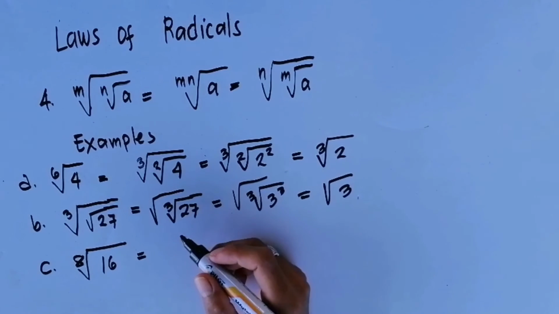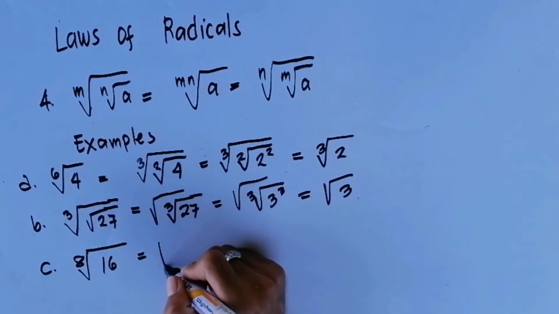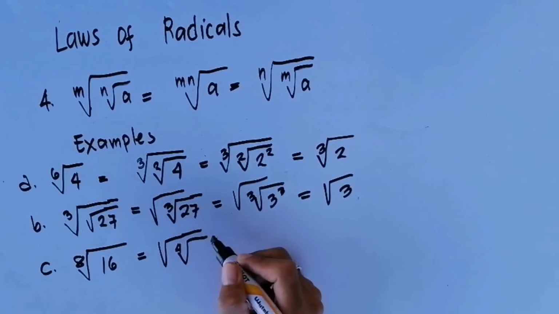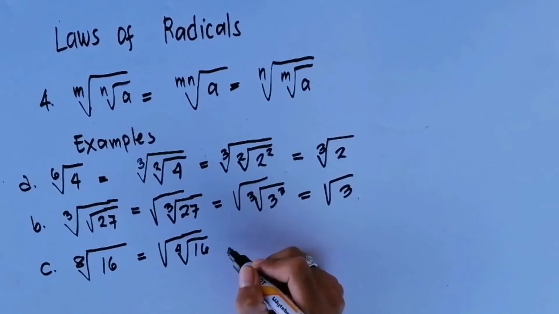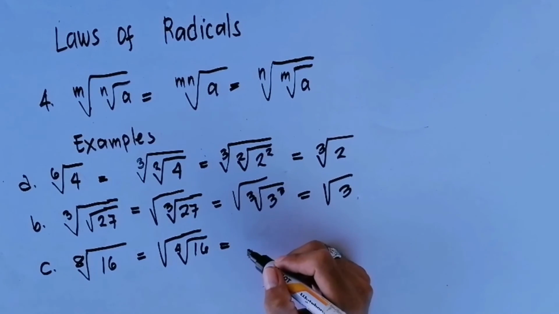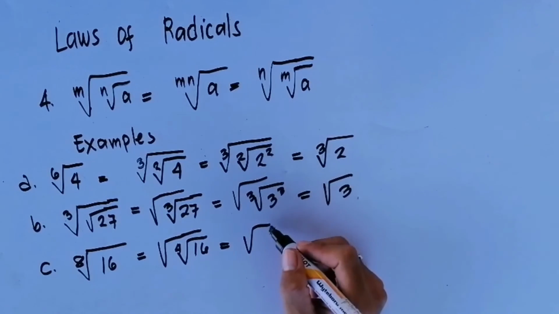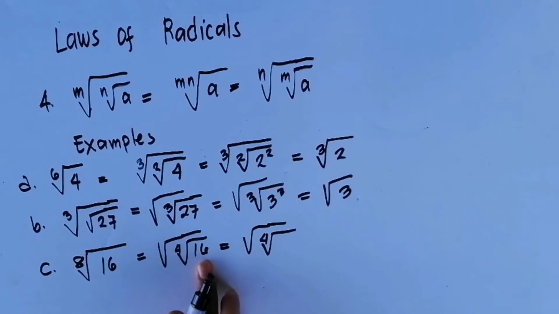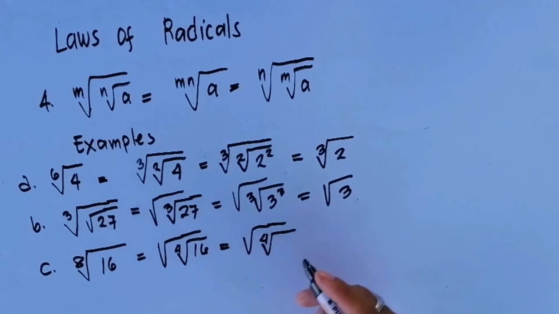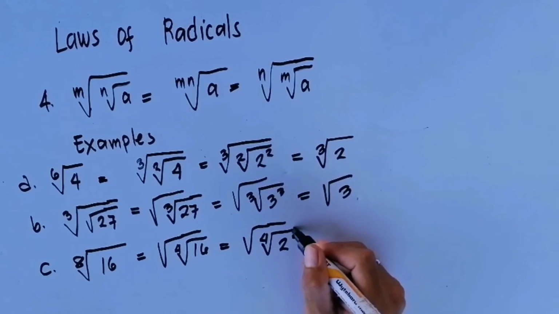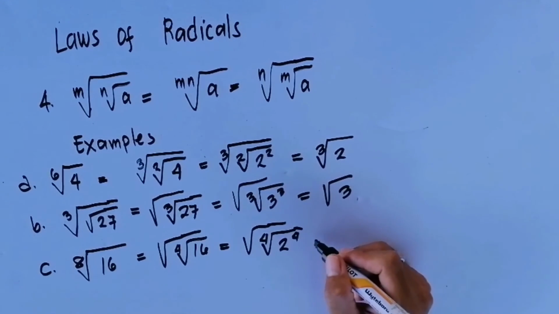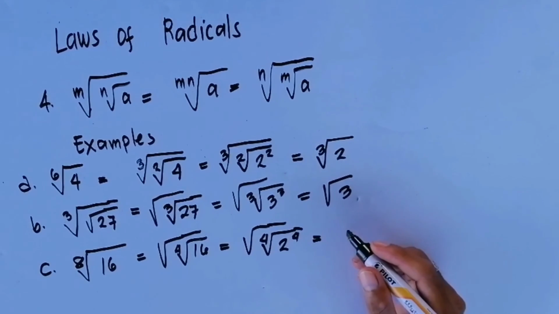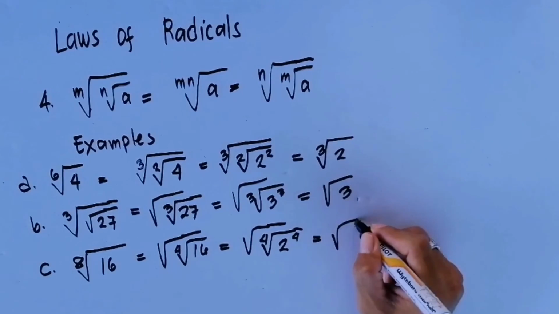Next, the 8th root of 16. So the square root of the 4th root of 16. So that is the square root of the 4th root of 2 raised to 4. So the 4th root of 2 raised to 4 is equal to 2. So therefore the answer is the square root of 2.